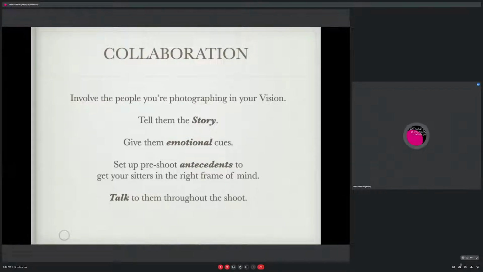The other thing that's important to do is to set up what I call pre-shoot antecedents, to get them in the right frame of mind. I use the word antecedents because I come from a teaching background years and years ago.